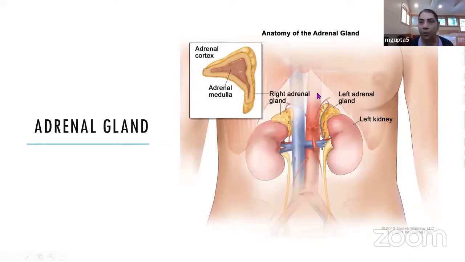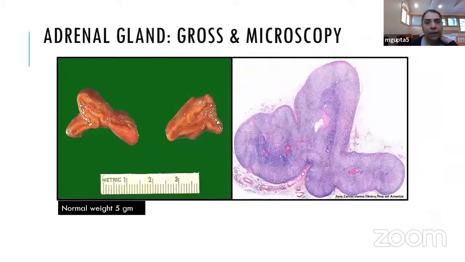So this is a common organ which we receive in our practice. We see a lot of adrenal resections on our genitourinary bench. The adrenal gland, previously known as the suprarenal gland, as this diagram shows, is a pair of glands located on the upper pole of both kidneys.